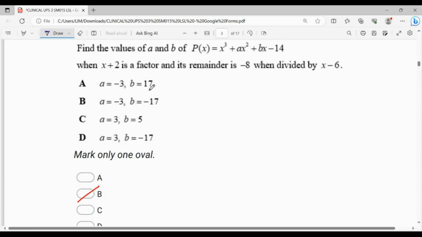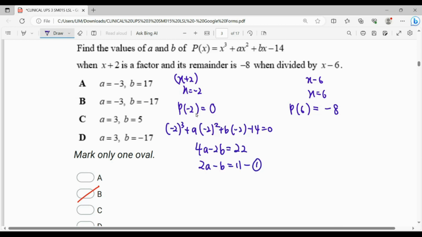Next, find the values of a and b of this polynomial when x plus 2 is a factor and its remainder is negative 8 when divided by x minus 6. From here we have the factor theorem and remainder theorem. When x plus 2 is a factor, x equals negative 2, and substituting negative 2, it will not have any remainder. When the divisor is x minus 6, x will be equal to 6. When we substitute 6 into the polynomial, the remainder is negative 8. So substitute negative 2 into the polynomial. Here will be our first simultaneous equation.